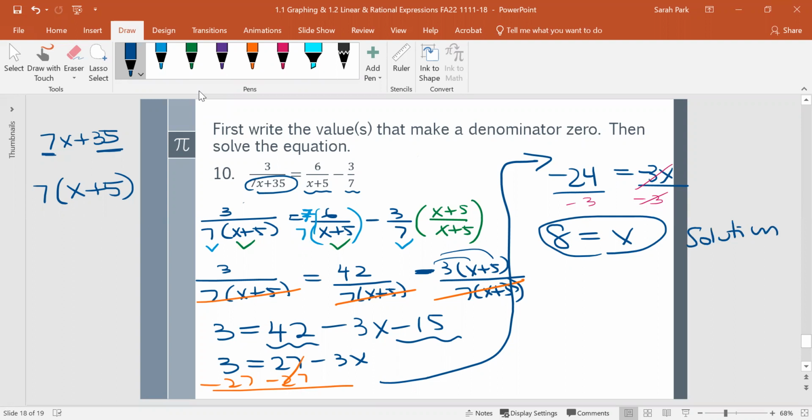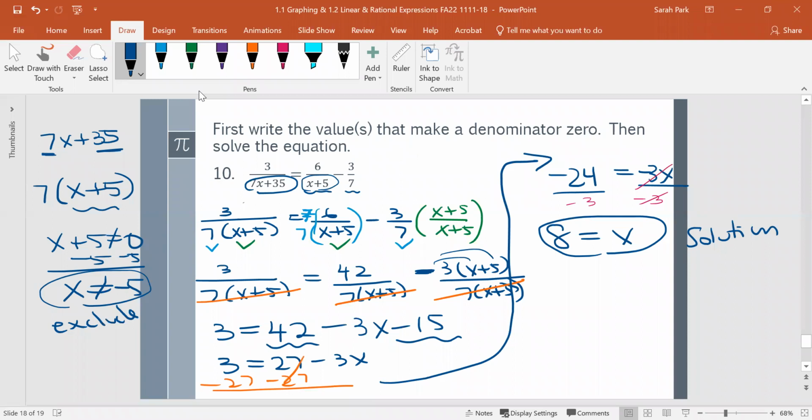Okay, going back here. The values that make the denominator 0, we just have to worry about the x plus 5. What will make x plus 5 equal 0? We don't want it equaling 0, so I'm going to write the not equal to sign. Well, we subtract the 5 away. x can't be negative 5. So this is the value that will make the denominator 0, and we're going to exclude this value.